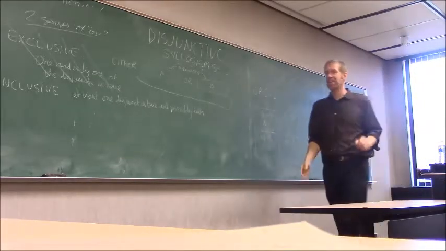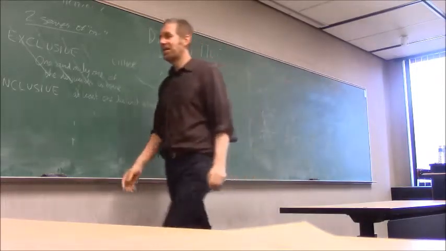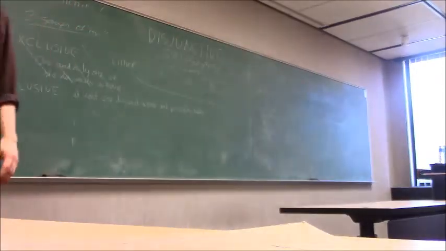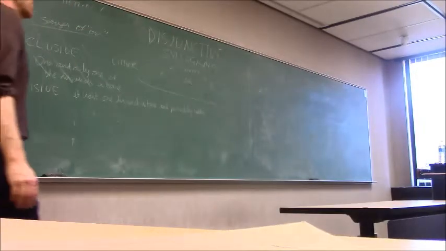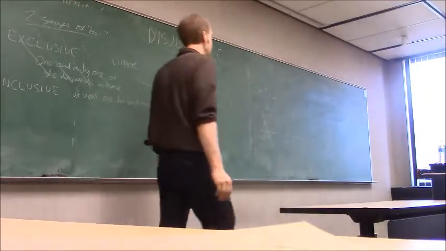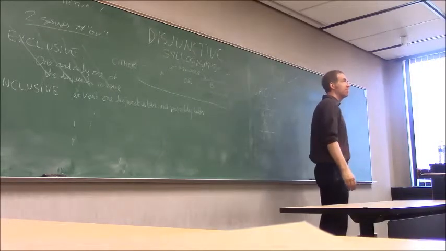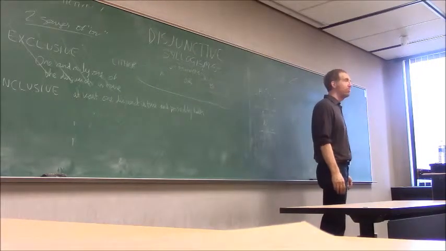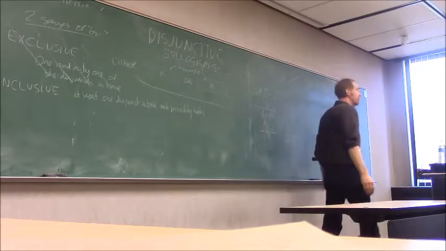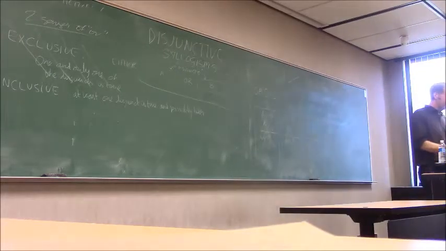So again, a lot easier than categoricals. In categoricals there were what? 16 valid forms. In disjunctive there's basically 2. And you don't need a whole apparatus of Venn diagrams or whatnot for working it out. Let's do some exercises.